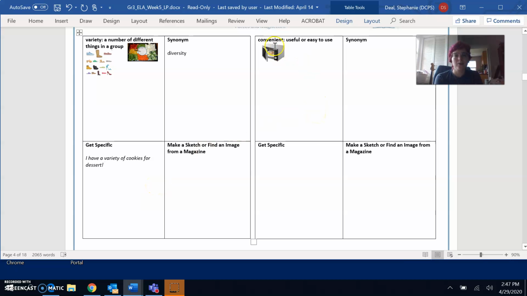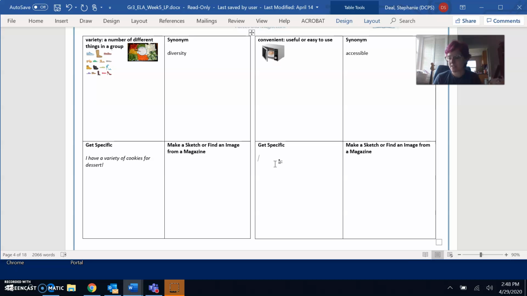Our next word is convenient, which means useful or easy to use. They included a picture of a microwave because a microwave is a convenient way to make food really fast. So if you want to heat up your pizza, you can put it in the microwave for a minute and it'll be done really quick. I'm going to write a synonym for convenient. My synonym is accessible because it's easy to use. It's right there and you can use it quickly.